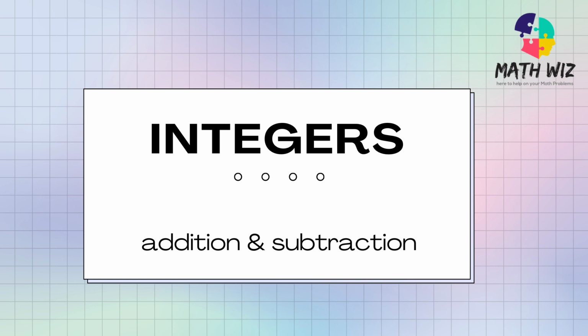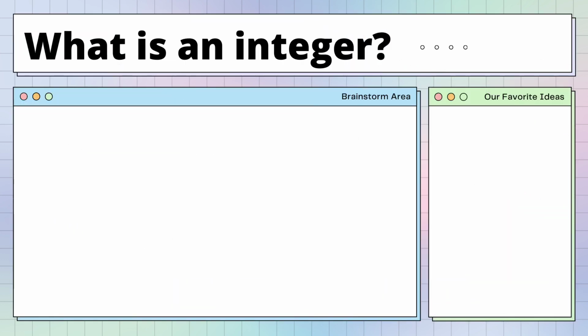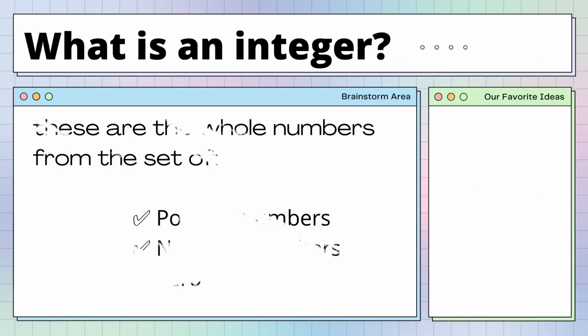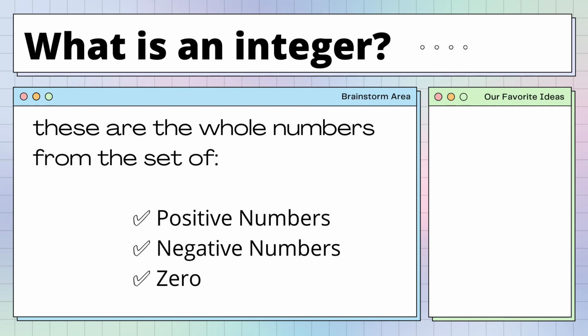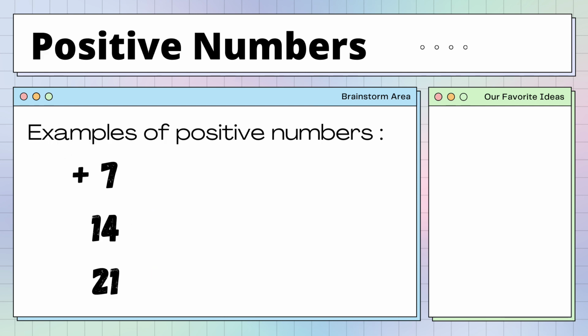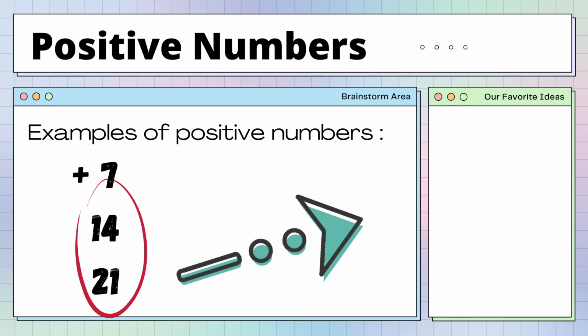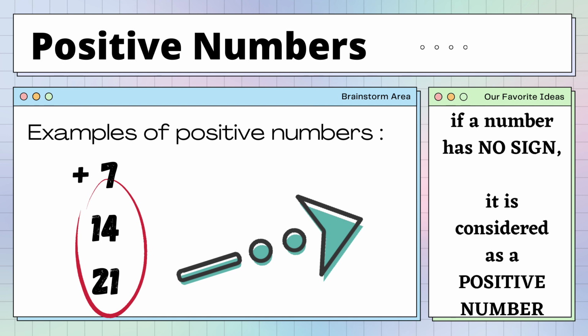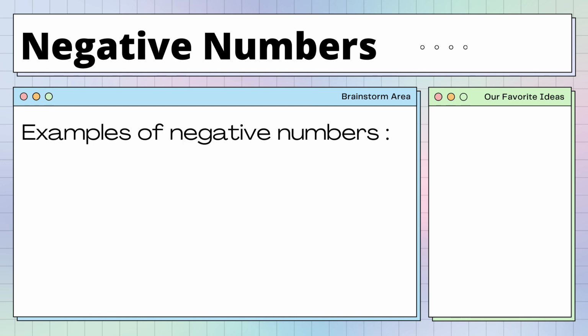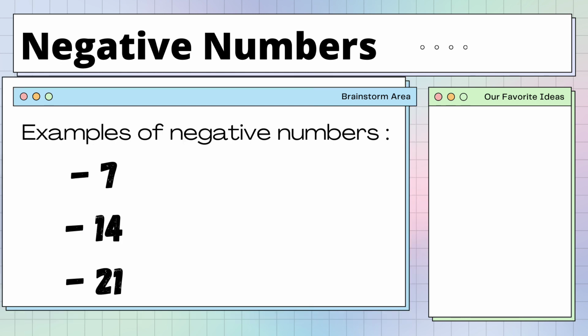For today's tutorial, we'll talk about the addition and subtraction of integers. So first, what is an integer? An integer is a whole number from the set of positive numbers, negative and 0. Here are the examples of a positive number: 7, 14, and 21. As you can see, 14 and 21 have no sign, and they are considered positive numbers. And here are the examples of a negative number: negative 7, negative 14, and negative 21.